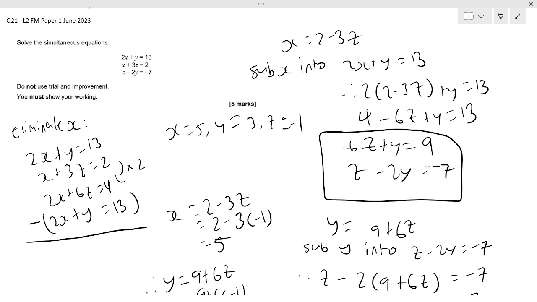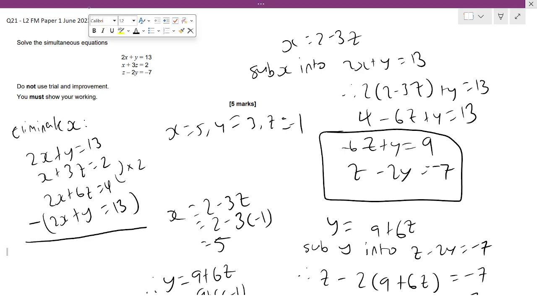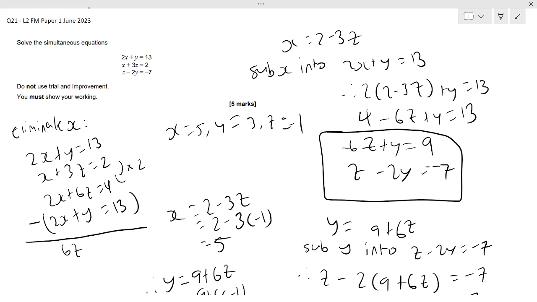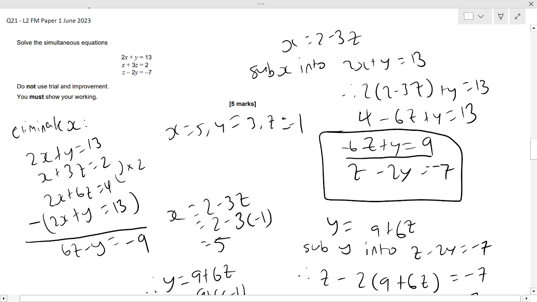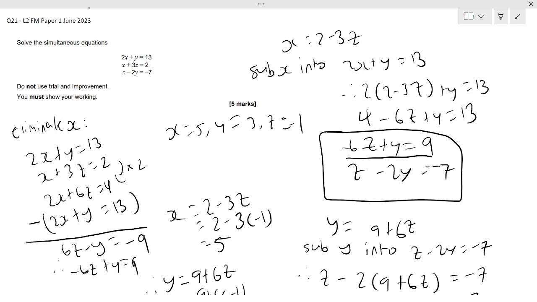So if we do that, 2x minus 2x is 0, which is what we want. Then 6z minus y is going to equal 4 minus 13, which is minus 9. And actually that's the equation we've got here, except it's the other way around because it's times by minus 1. If we times this by minus 1, we get minus 6z add y is positive 9, which is what we got here. And then you can compare it with the third equation here.